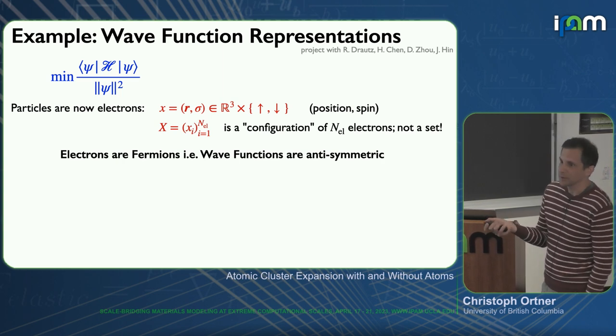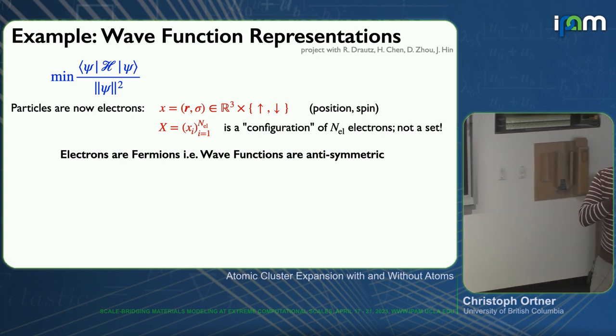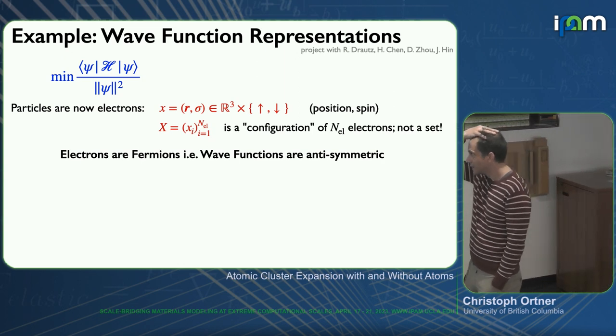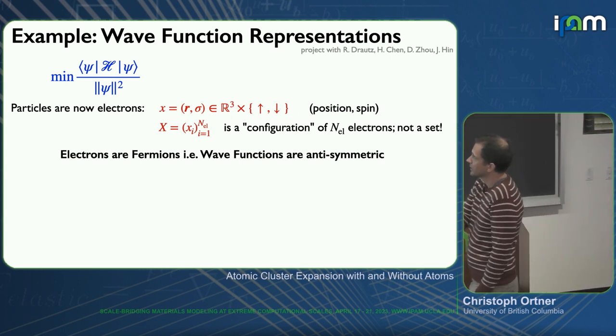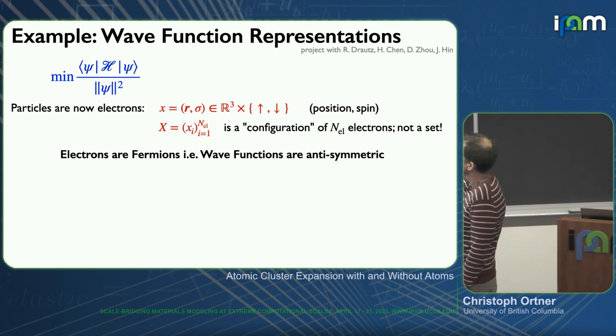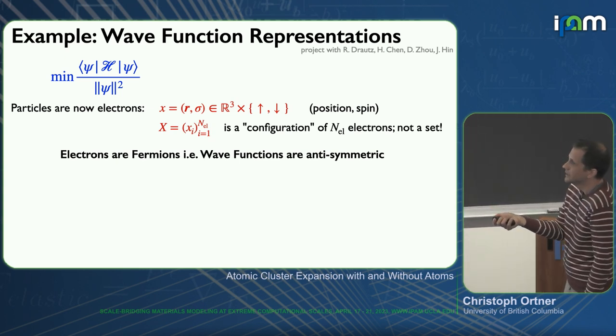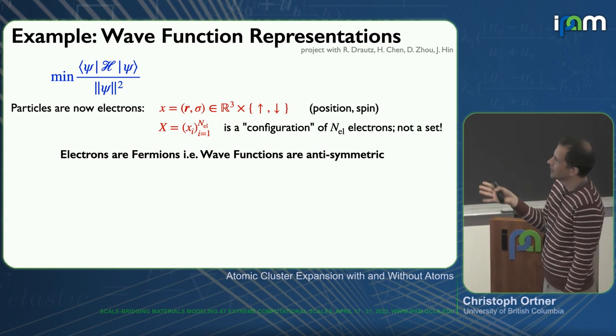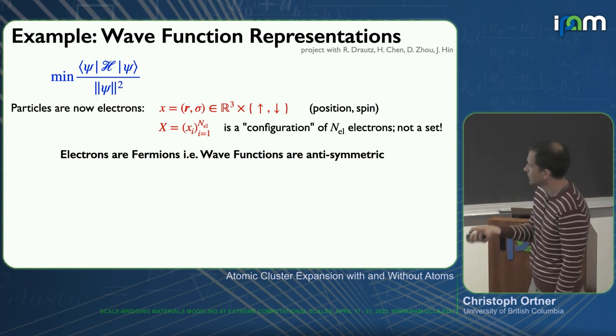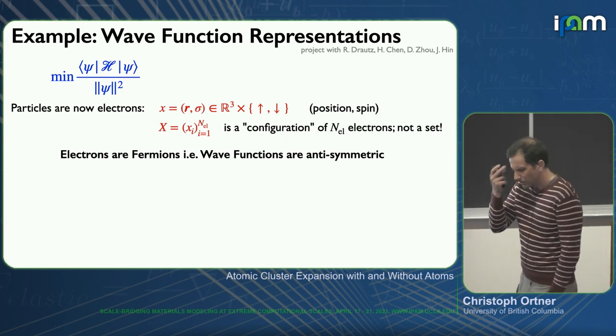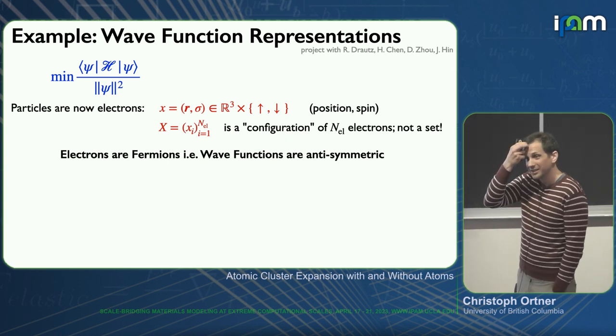So we want to solve the Schrödinger equation, right? Forget DFT, the full electronic Schrödinger equation. And now, of course, the particles are electrons, not atoms anymore. They get a position and a spin, fine, no problem. The particle configuration has now a fixed length, that's fine. You still have the permutation invariance, that's important. Actually, no, you don't have permutation invariance, right?